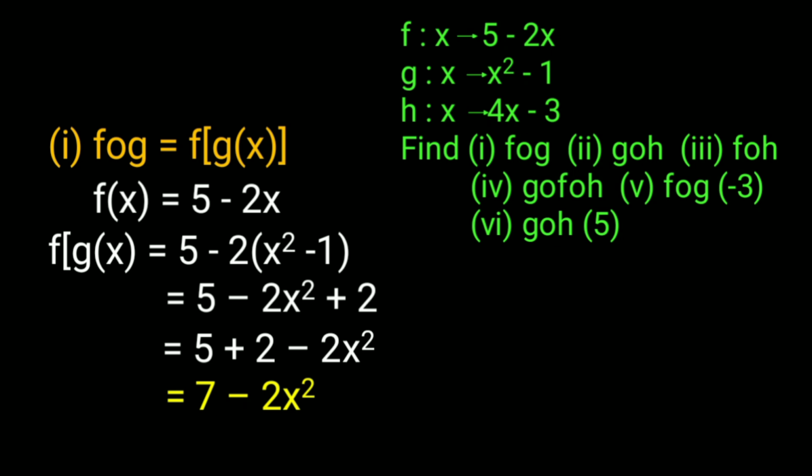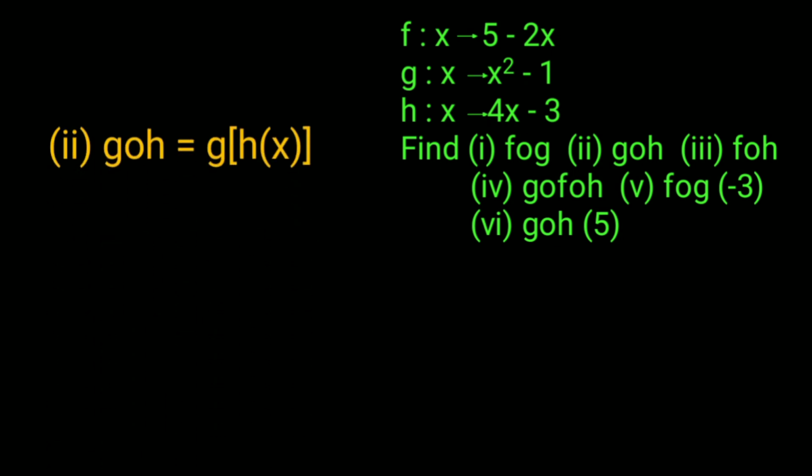Let's go ahead and see what our g of h will give us. In this case, our g of h can also be written as g of h of x. We use the same technique. So a composite function is all a matter of substituting one function into another function. So if we have g in the bracket h of x, what we need to do here is to recognize our g of x from the question.